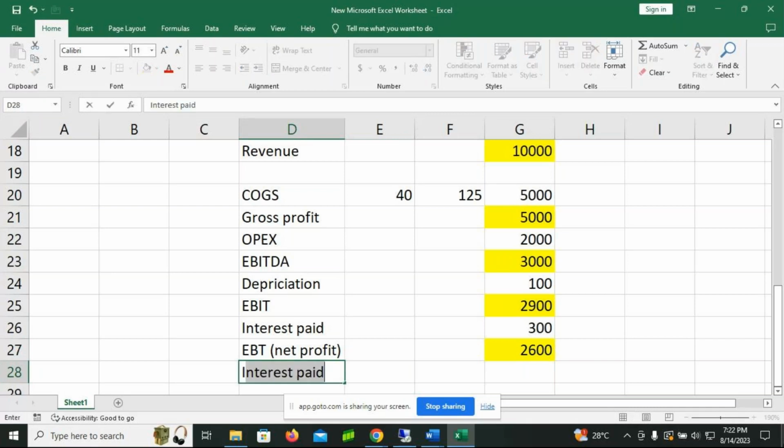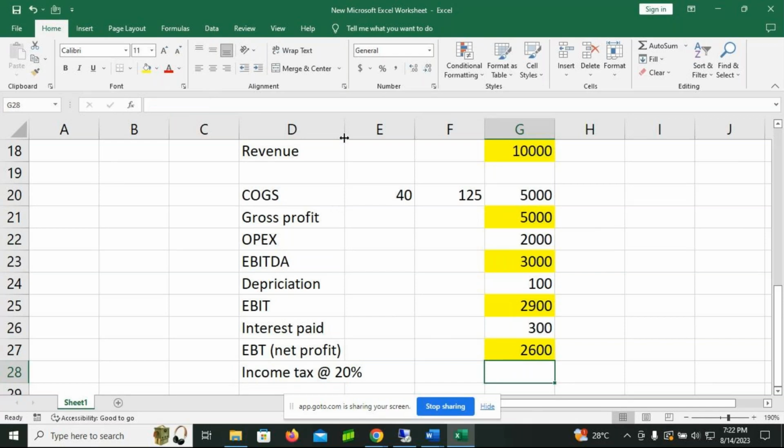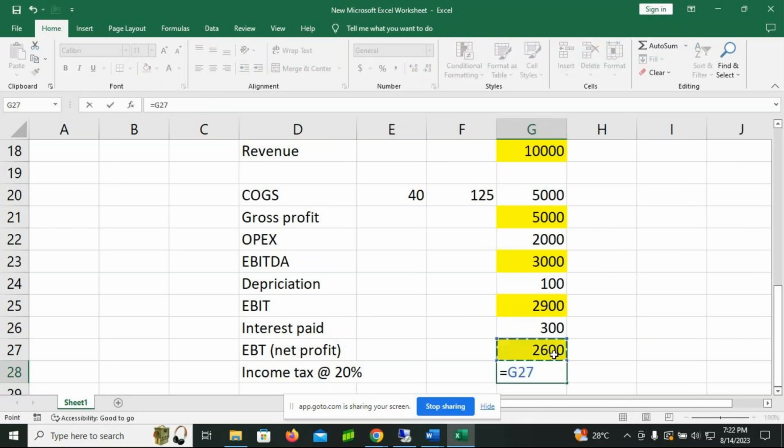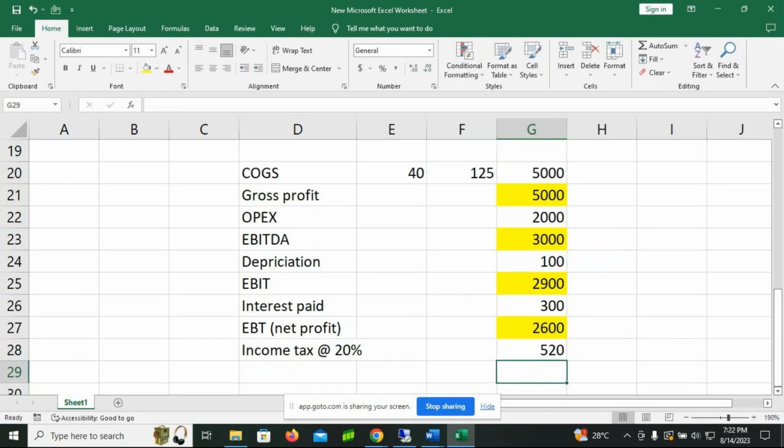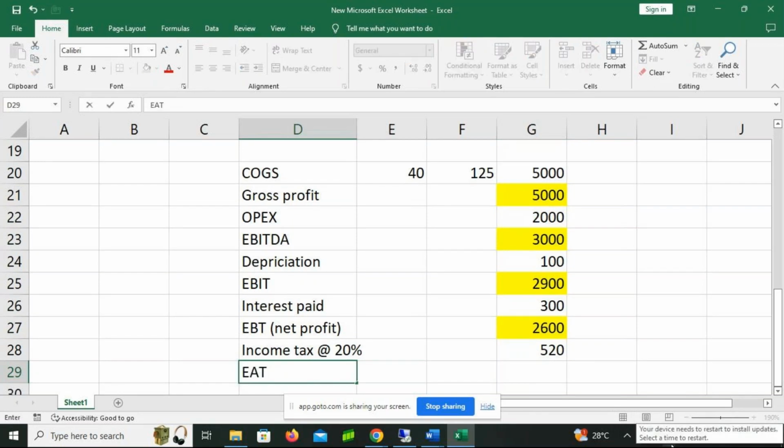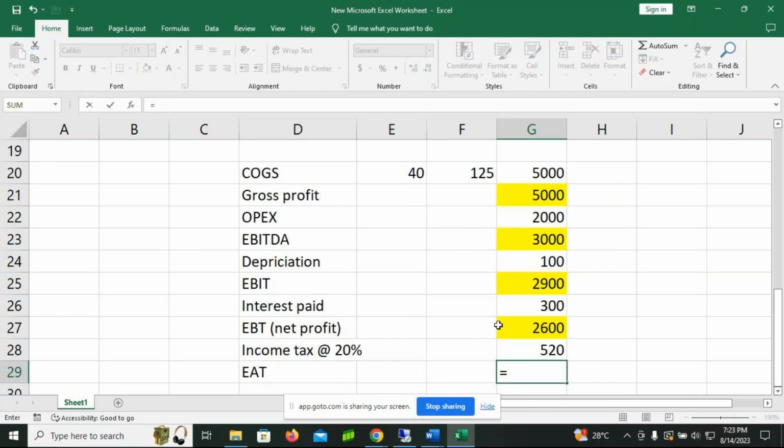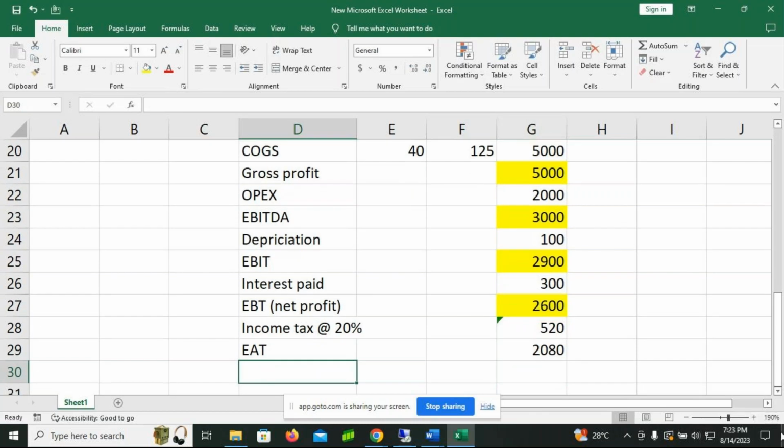Now income tax. I'm going to pay it at 20%. So that will be equals 2600 into 20%, that is 520. Now EAT, earning after tax. After all the deductions, what is my earning that is left? It will be equals 2600 minus 520, so 2080. So that is my earning after tax.